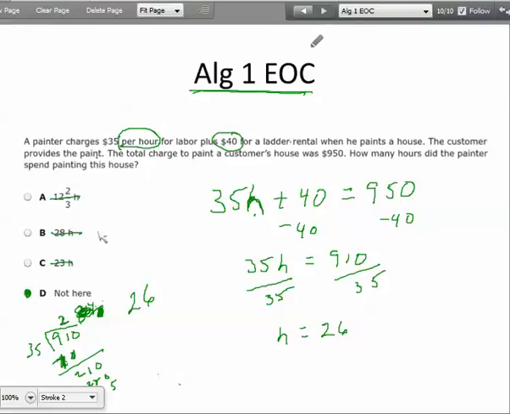Okay, that's the end of this unit. So make certain you do the review, and we'll be ready to take the unit test here real quickly.